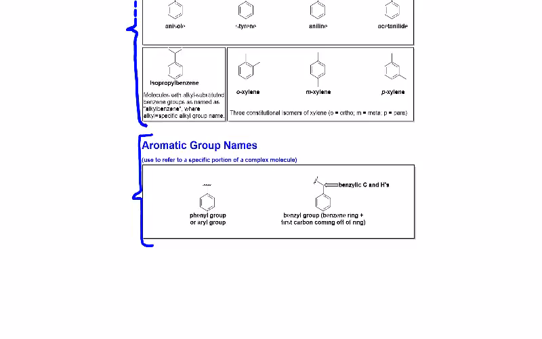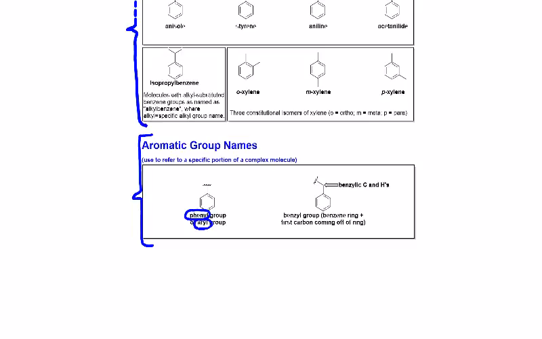So if we want to try to refer to the aromatic ring portion of a larger molecule, we can refer to a phenyl group, PHENYL, or an aryl group. Those are synonymous with one another, and that is if we want to specifically refer to just the aromatic ring portion of a larger molecule.